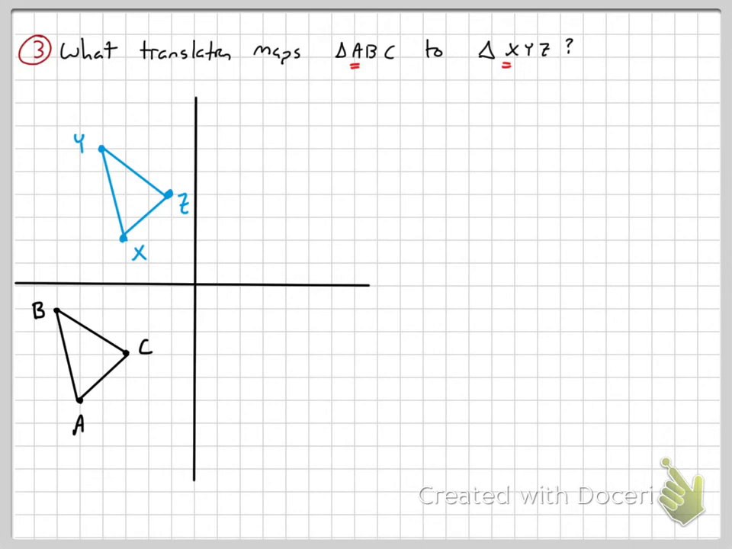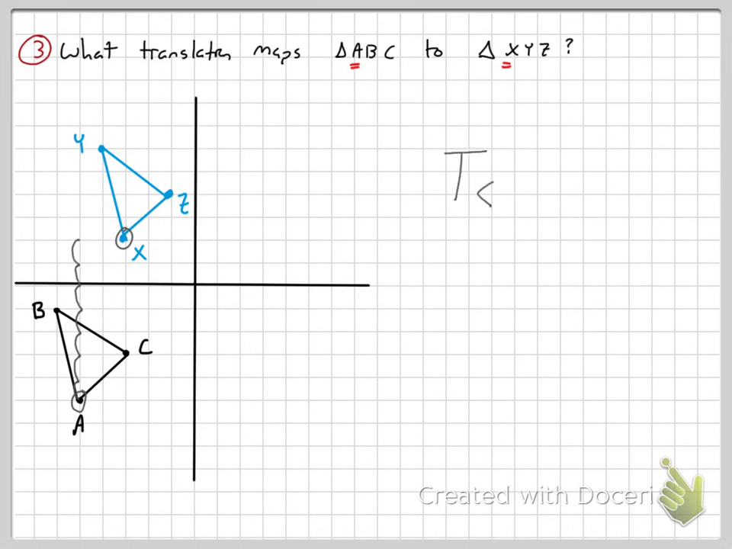A is the first letter in triangle ABC. X is the first in triangle XYZ. When I'm writing these out, those letters should match up accordingly. So what I'm going to do here is I'm going to take A. I'm going to look to X. It looks like I'm counting up, so I'm going to see how many I have to count up. So I have to go up 1, 2, 3, 4, 5, 6, 7.